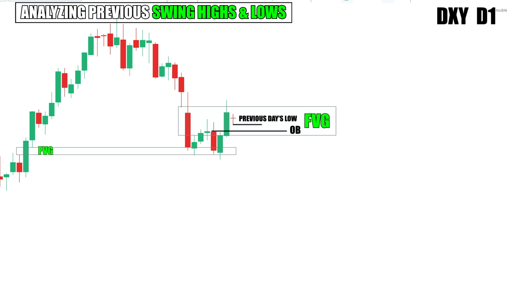This is a good setup for applying the next day model, especially since price is respecting a PD array. In this case, price touches that array, closes above it, and according to the next day model, the following candle would likely be bullish. As for the target, it could be the previous day's high or a key swing point above.